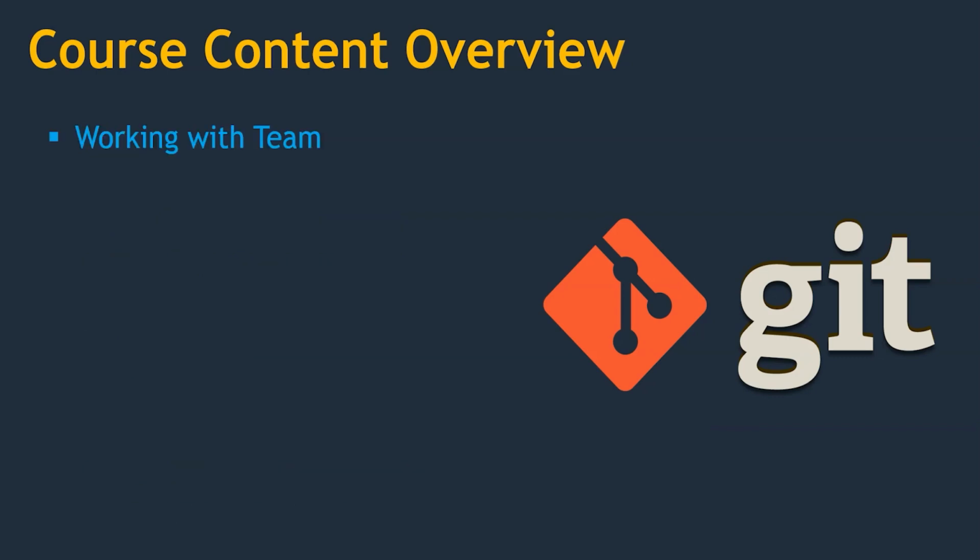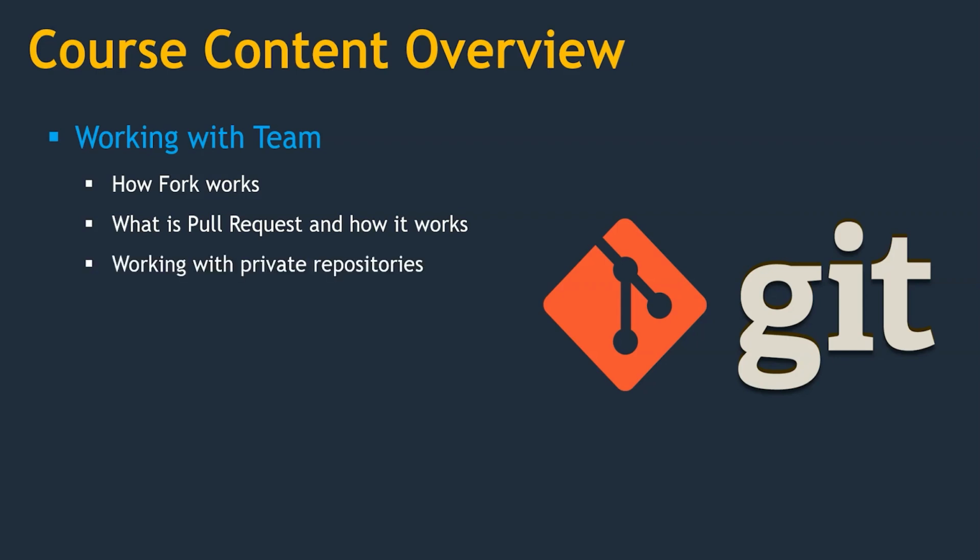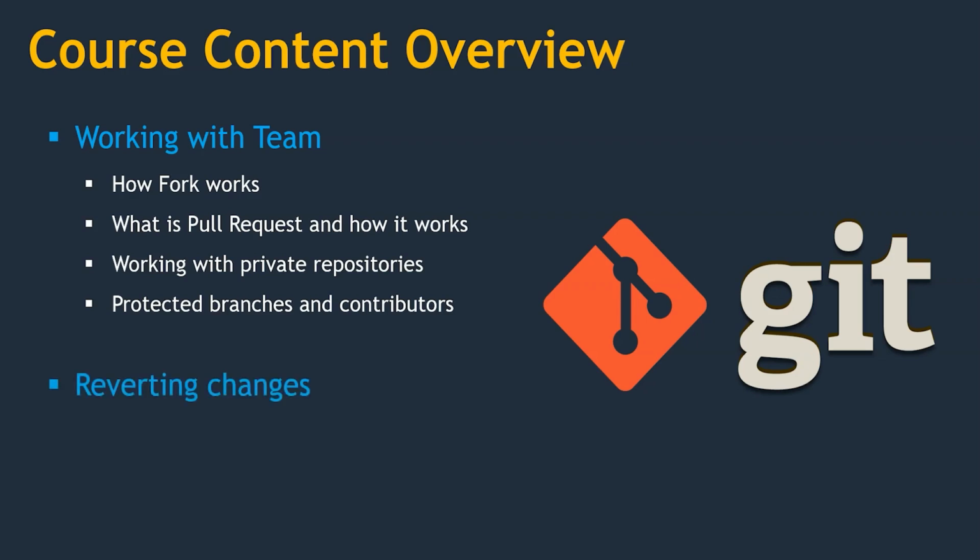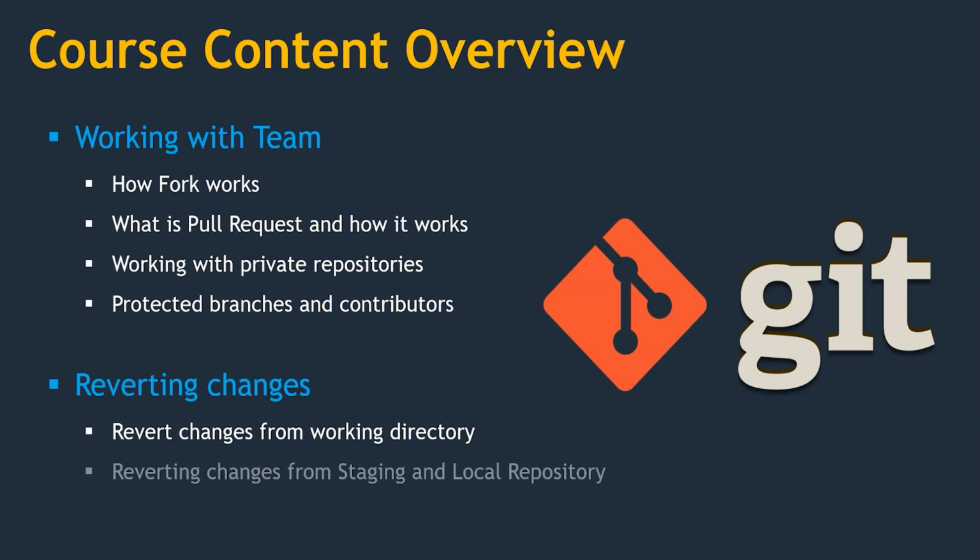Next module is working with a team. Here we talk about Git forks. What is a pull request and how does it work? Working with private repositories, protected branches, and contributors. This we talk about in working with a team. Next, reverting changes. If we have made any changes to our working directory, how can we revert? Similarly, how can we revert from the staging area, the local repository, and the gitignore file?